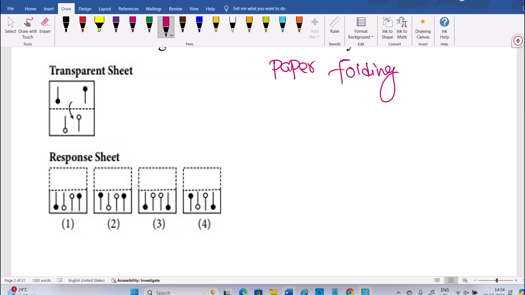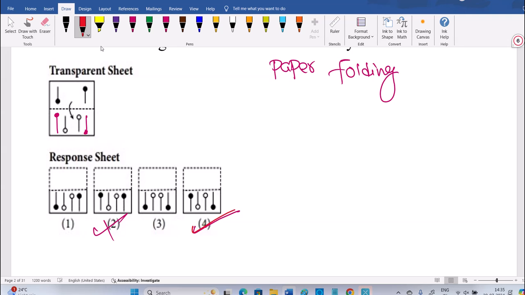The top one you folded vertically, right? It's like water image. In water image, what will happen? Bottom will go to top, top will come to bottom. So we need it like this: up, down, second option. Sorry, fourth option. The last one is again up. So fourth option, yeah, clear.